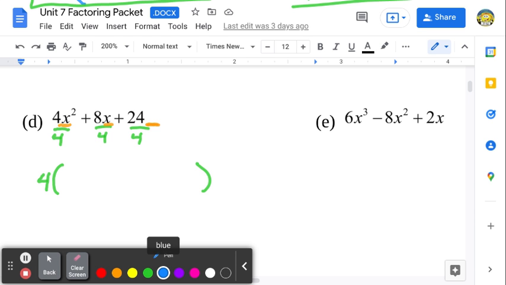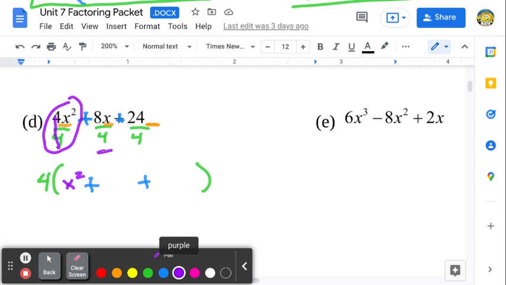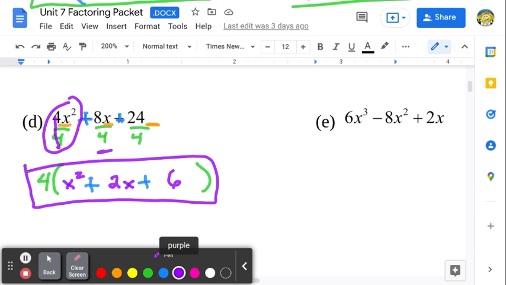So the only thing I can take out in all 3 is a 4. So now I'm just going to set this up. I'm going to bring down my 2 plus signs with some space in between. And now I'm going to do my little division problems. 4x squared divided by 4. Those 4's cancel and you're left with x squared. 8x divided by 4. Well, we know 8 divided by 4 is 2. Bring down the x. And the last, 24 divided by 4 is 6. So we just factored. It's kind of like backwards distribution. That's really what we're doing here.